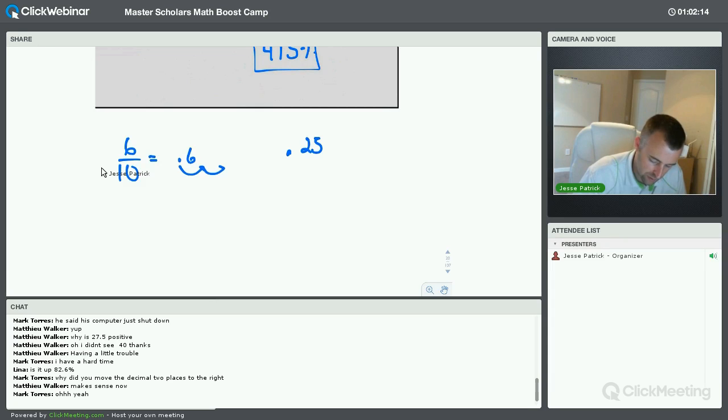Yeah, no, you can't see. Oh, yeah. Okay, you move it two spots to the right. So I'm just doing the same thing.